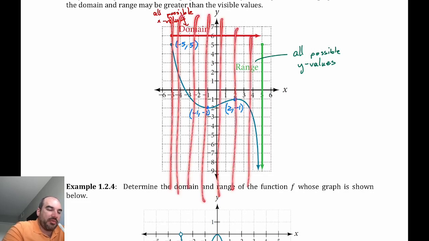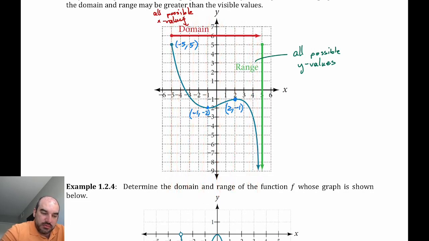I'm hitting points. It looks like we go from -5 as our smallest. So we'll write out this one: domain and range. It looks like the domain starts at -5, and because we're using interval notation, we want to include that -5. We'll use a bracket there.